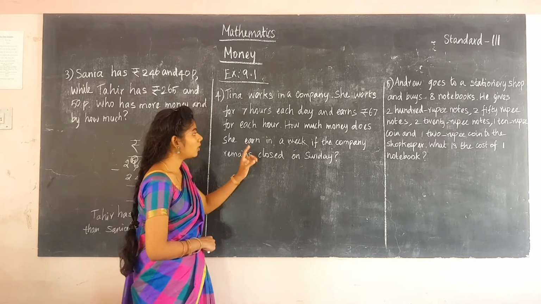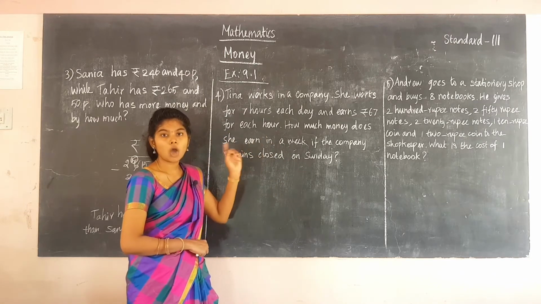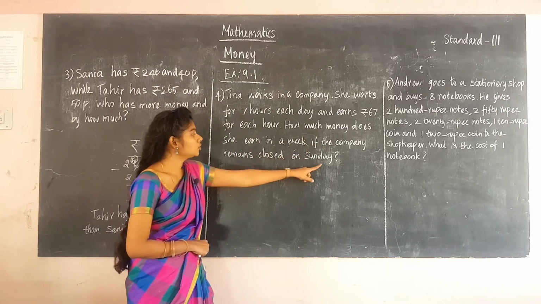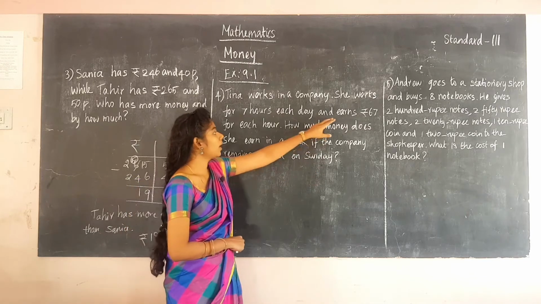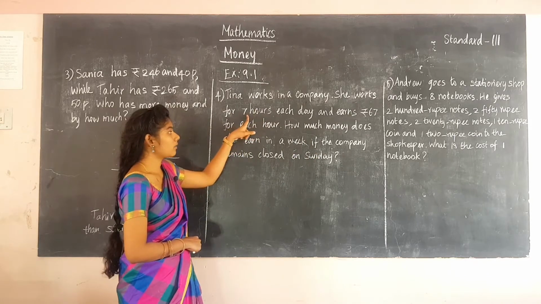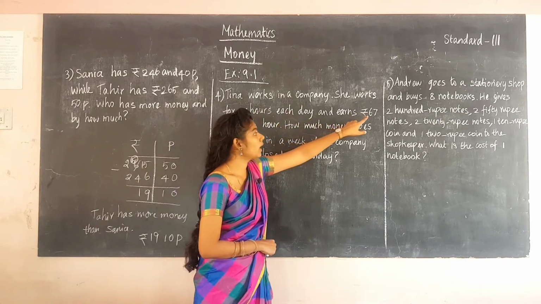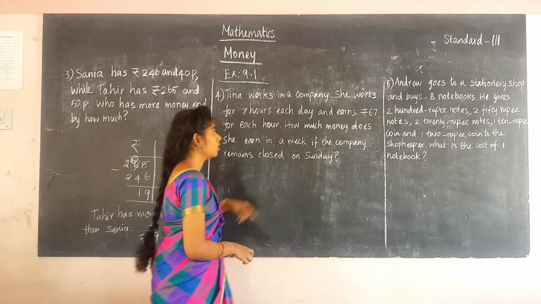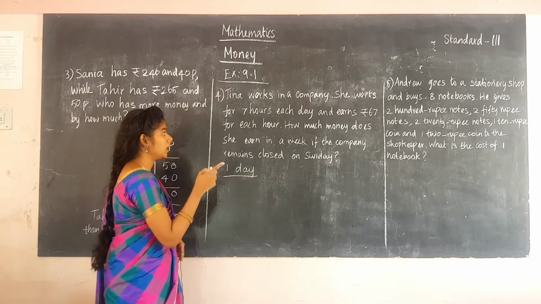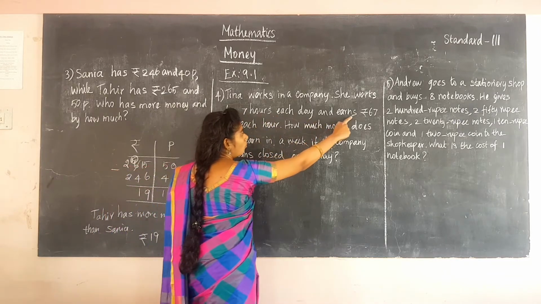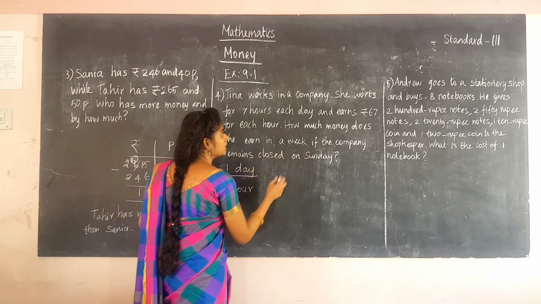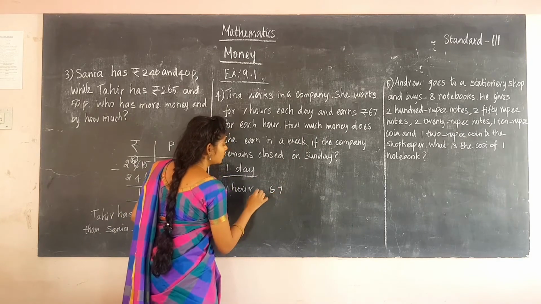So we have to find for 6 days, how much money she will earn in a week if it is closed on Sunday. That is what we are going to find. To find this for 6 days we have to find for one day first. For one day she is working for 7 hours, so how much will she earn? For 1 hour she is earning rupees 67. So first we are going to find for one day.